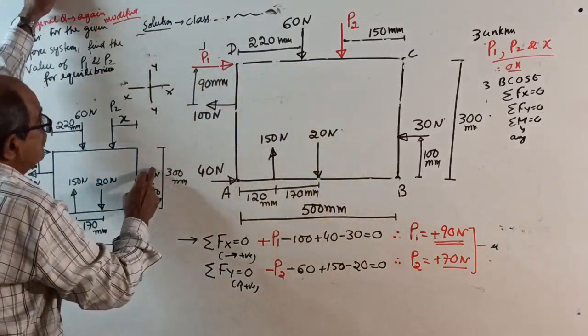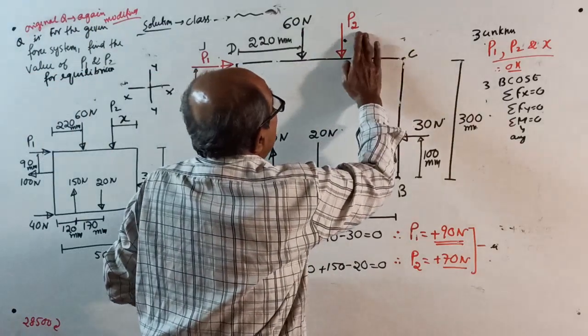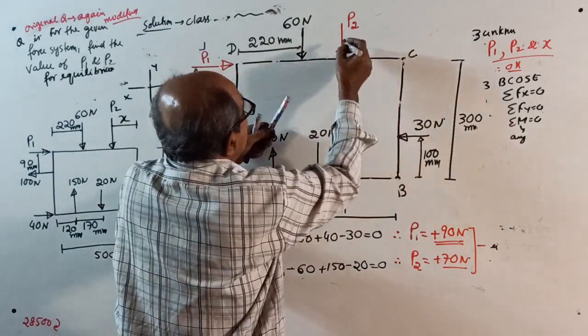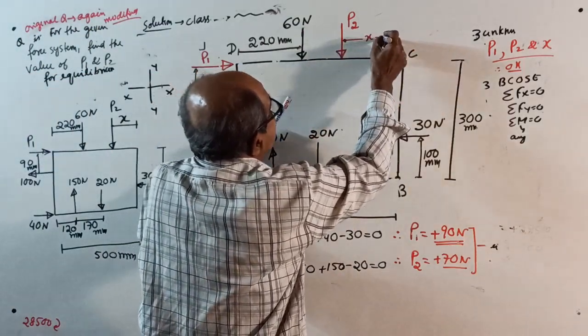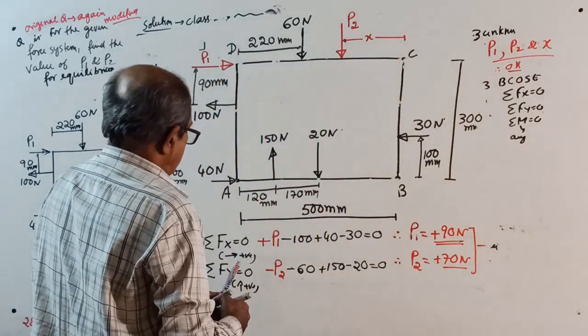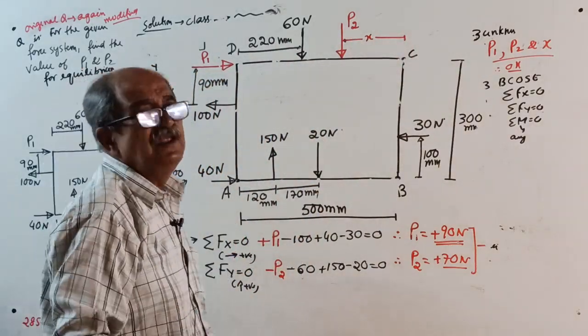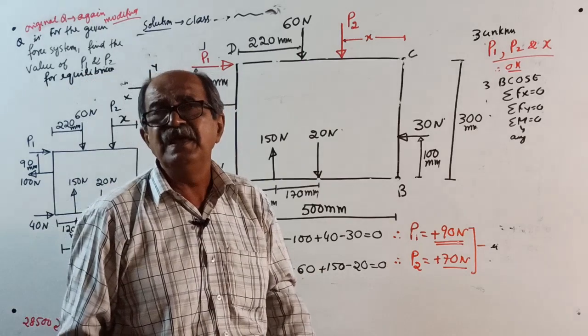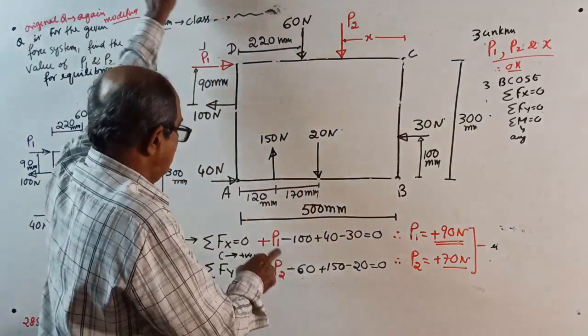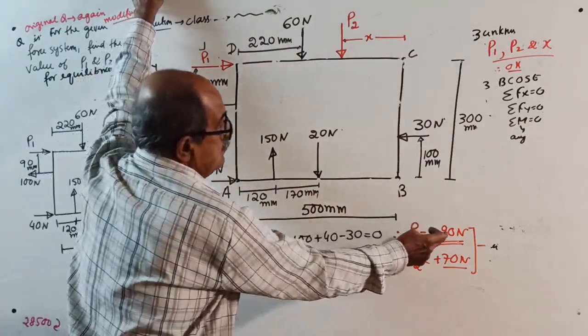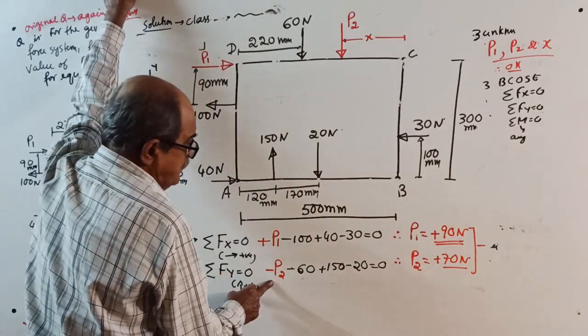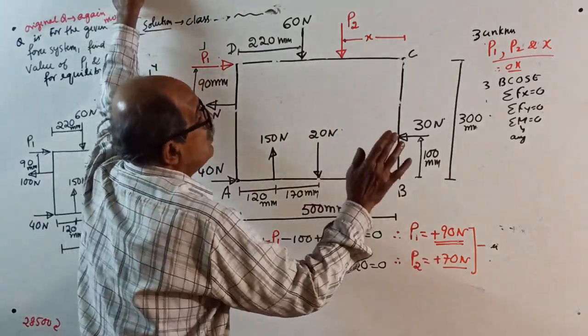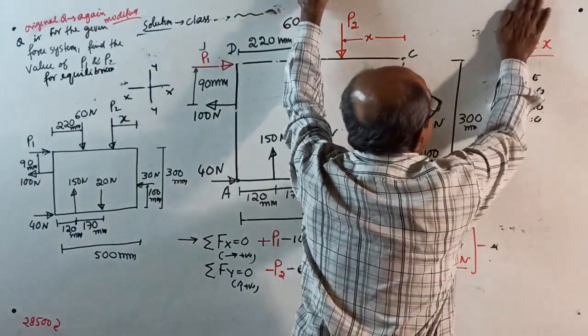First, write the question. Now, don't write 150 here. They want it to be X. Now, sigma Fx equal to 0. Once again, solve the question, if you want to learn everything. Sigma Fx equal to 0, same answer: P1 is plus 90. Sigma Fy equal to 0: P2 is plus 70. Now write the last condition.